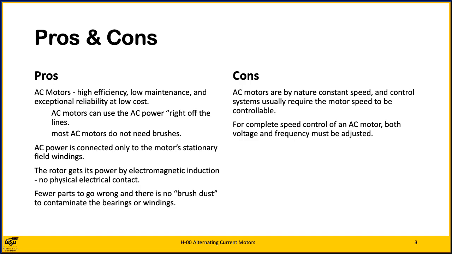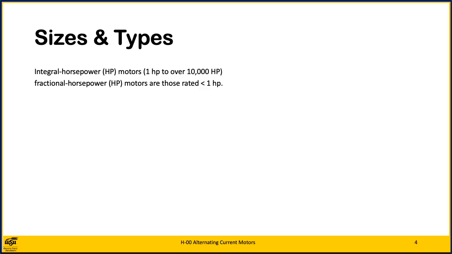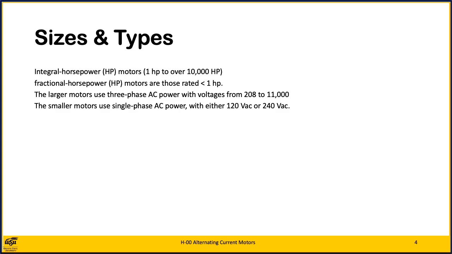Included here are fans, pumps, mixers, machine tools, hydraulic power supplies, and household appliances, to name but a few. Like DC motors, AC motors come in all sizes. Integral horsepower motors are those with a power rating of 1 horsepower to over 10,000 horsepower, and fractional horsepower motors are those rated less than 1 horsepower. Typically, the larger motors use three-phase AC power with voltages from 208 to 11,000 volts AC, and the smaller motors use single-phase AC power with either 120 volts or 240 volts AC.